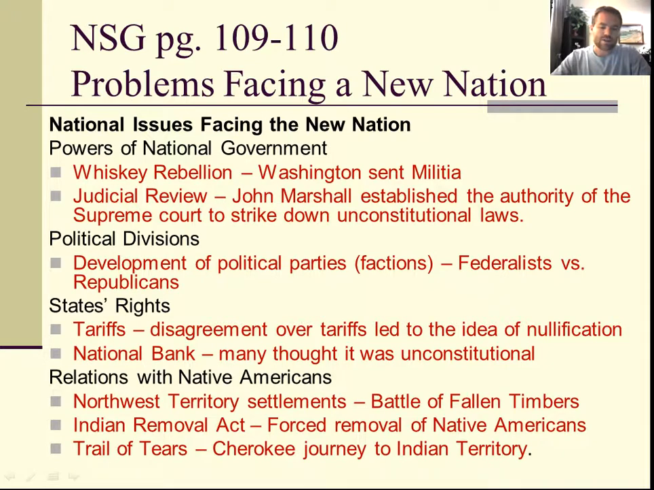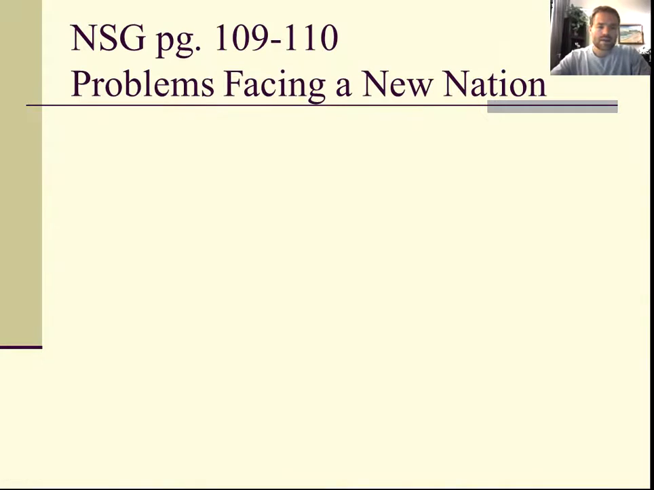An example of one of the tragedies in American history with the relationship with Native Americans, which is basically tragedy after tragedy after tragedy, is the Cherokee journey on the Trail of Tears, with 15,000 Cherokees making that journey, and 4,000 of them died.